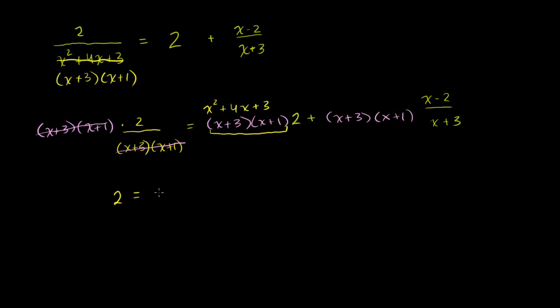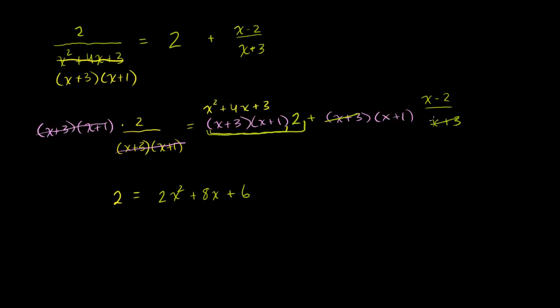which is 2 times x squared, let me do it in that green color so you know we're dealing with this 2 right here. So this term right here is going to be 2 times x squared. So it's 2x squared plus 2 times 4x, plus 8x, plus 2 times 3, plus 6. And now this term, we have an x plus 3 in the numerator, or it would be if I multiplied it times this fraction or this rational expression. That x plus 3 will cancel with that x plus 3.